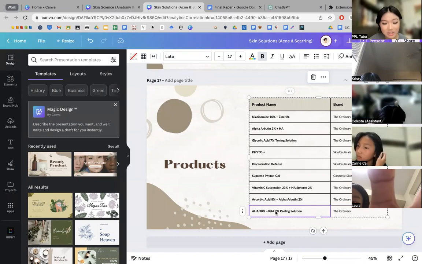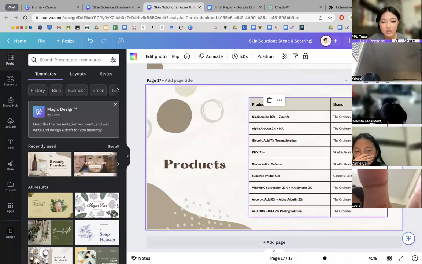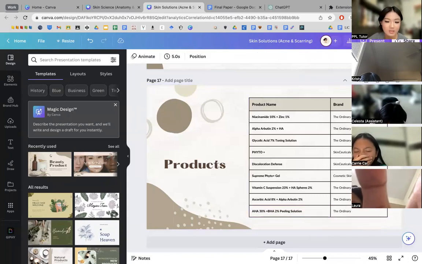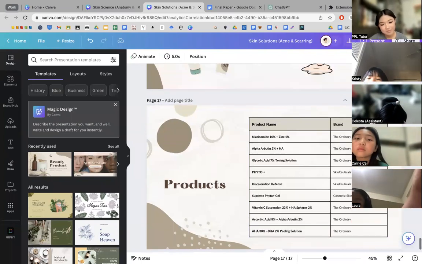So AHAs and BHAs are two types of acids. I think this is called an alpha hydroxy acid and beta hydroxy acid. So there are two different types of acids that significantly speed up the process of skin turnover, and they're both by The Ordinary.